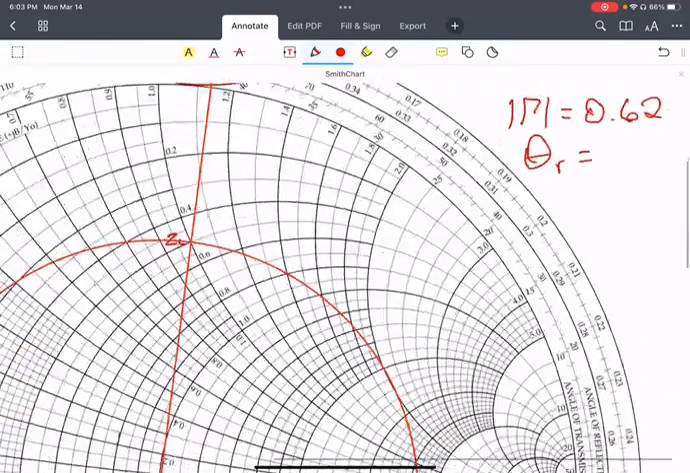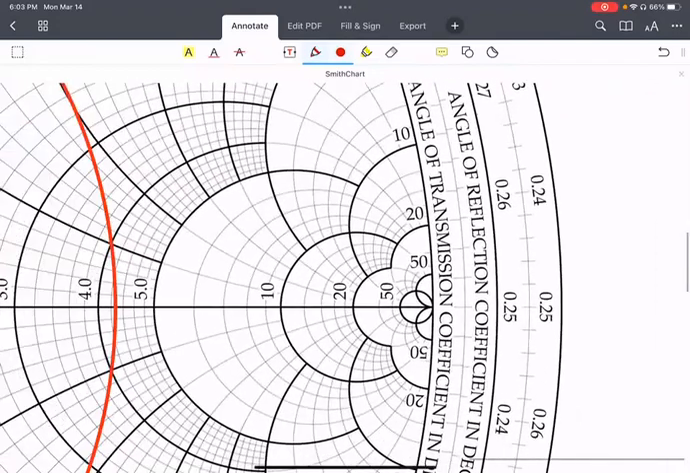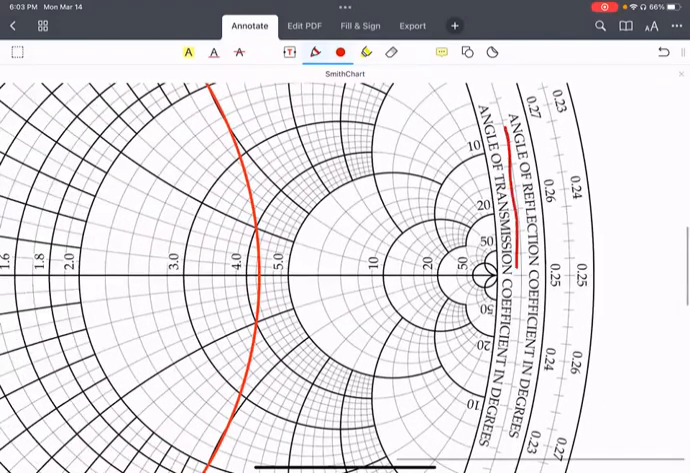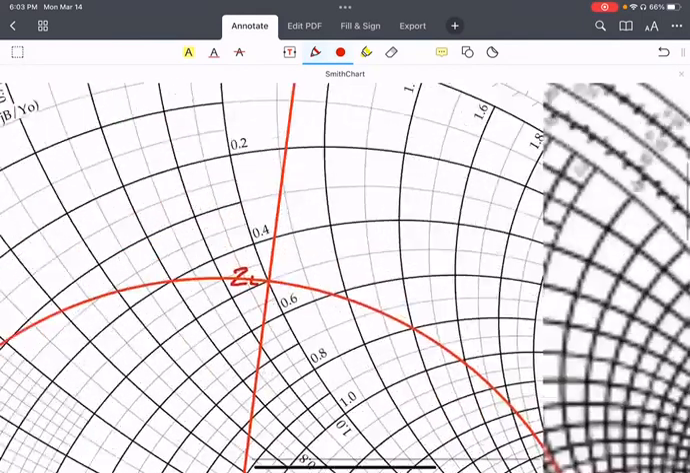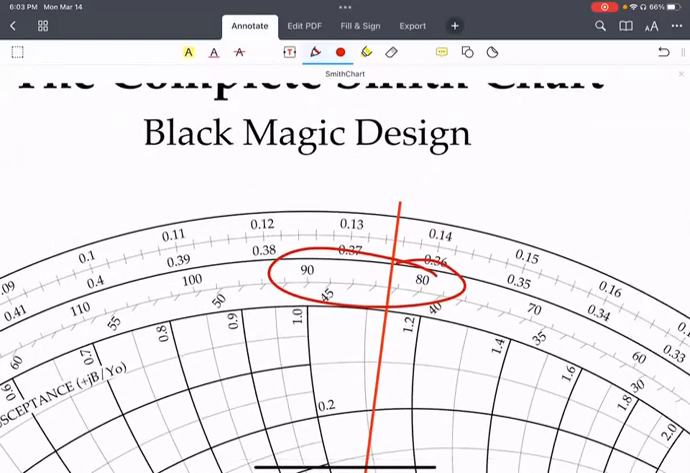How do we know that? Because it says angle of reflection coefficient in degrees. It's the second scale from the inside out, okay? So that's why we look at where the line crosses that second scale from the inside. Immediately we know it's between 80 and 90.